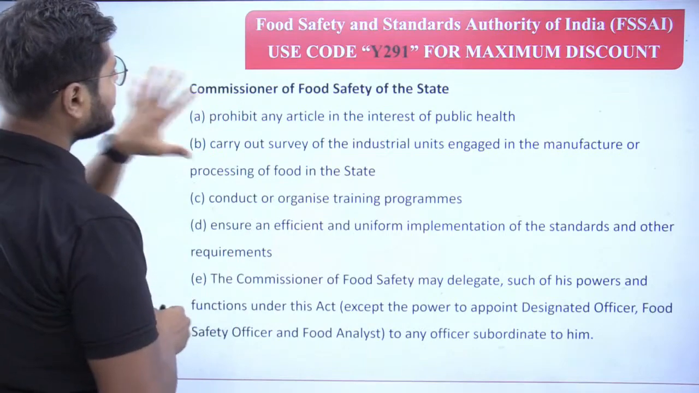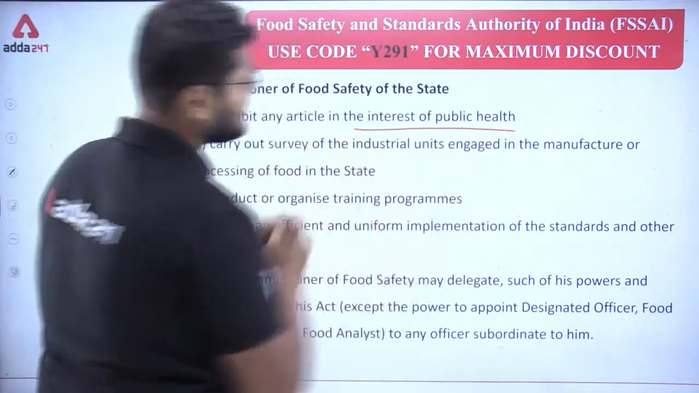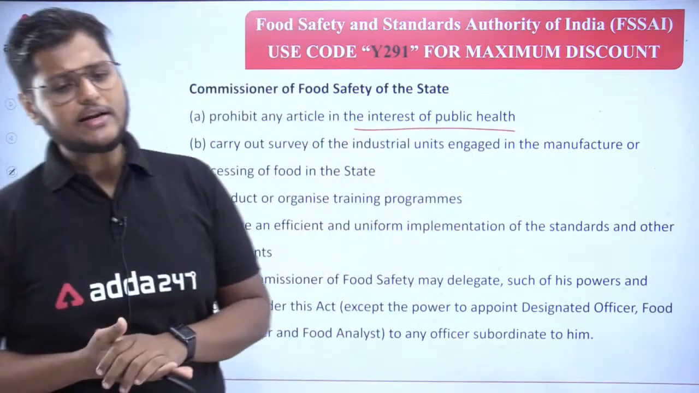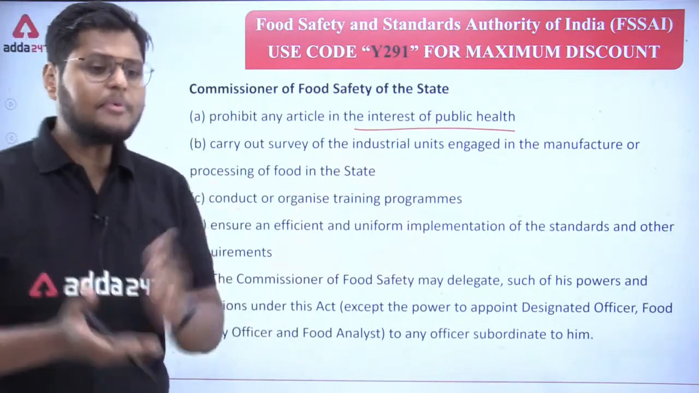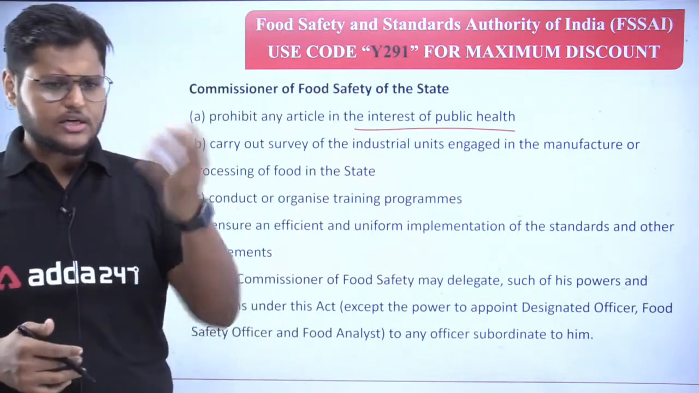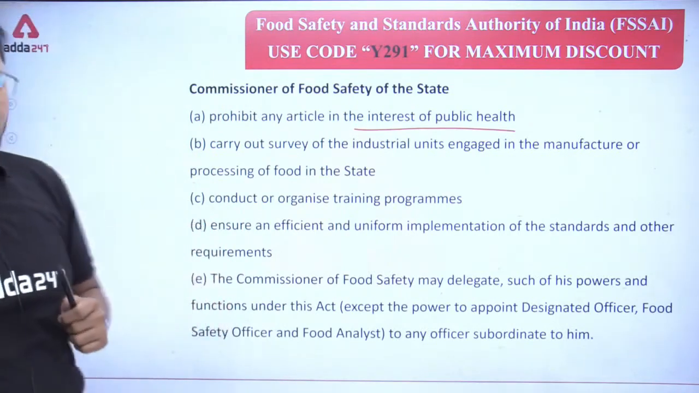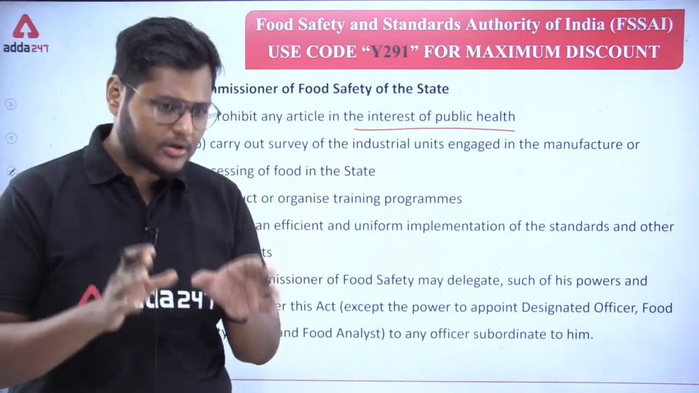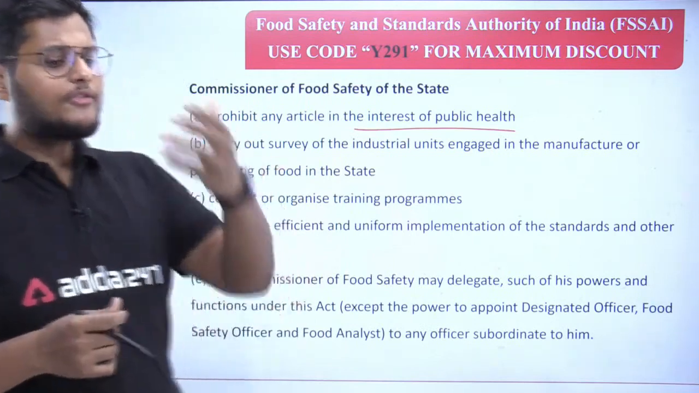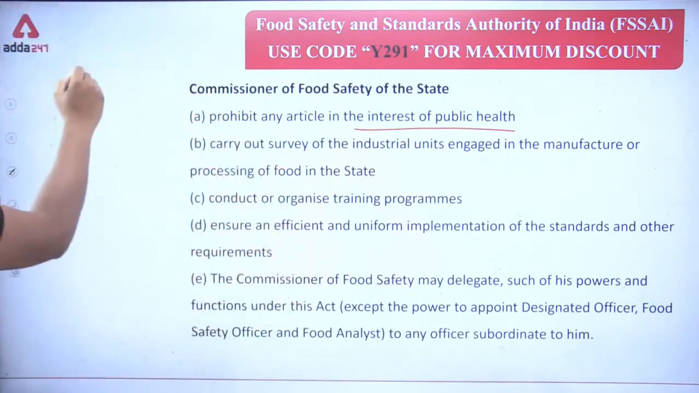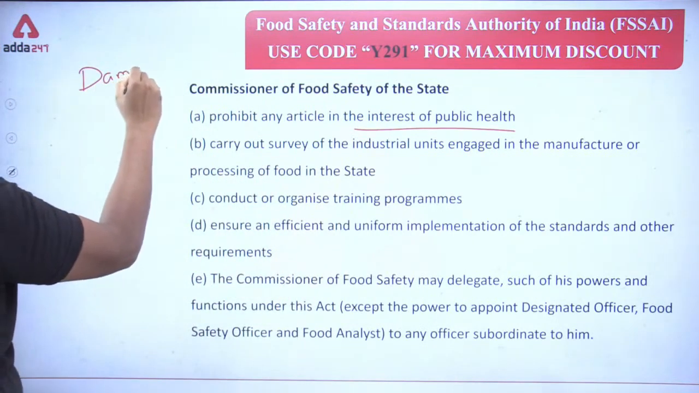Okay, first one is to prohibit any article in the interest of public health. For example, there are certain articles that can be allowed under the FSS Act, but the Food Safety Commissioner has the power that he or she can prohibit that particular article because of the harm or damage that it is going to cause to a certain entity.